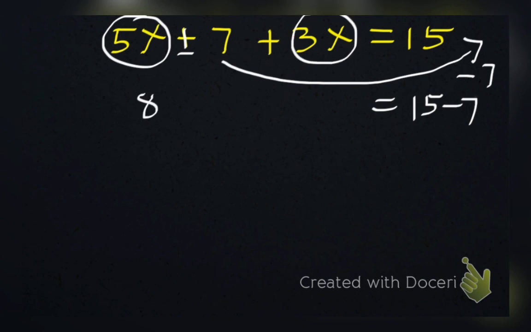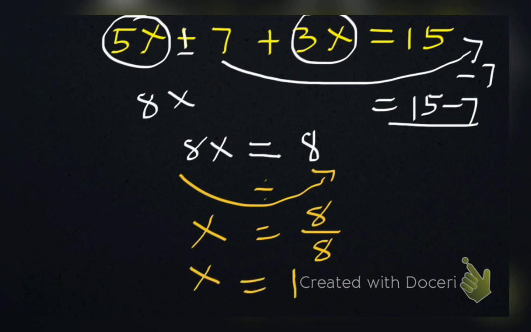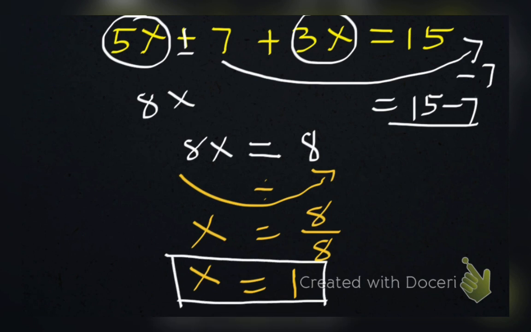So let's combine like terms. 5x plus 3x equals 8x. Let's bring down 8x equals 15 minus 7 equals 8. Now we want to get x by itself. So now let us use the inverse operation. Let us divide 8 by 8. So x equals 8 divided by 8. There you go. Again, we found our x. X equals 1. There's your final answer.